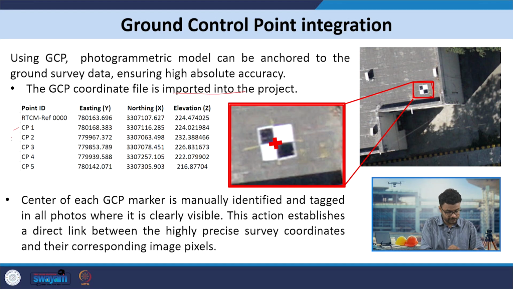Coordinates of the 5 GCP are shown here in easting, northing and elevation, and center of each GCP is manually identified and tagged in all photos where it is clearly visible. This action establishes a direct link between the highly precise survey coordinates and their corresponding image pixels. Then following GCP integration, the relative orientation of all images is refined again through a rigorous least square adjustment.